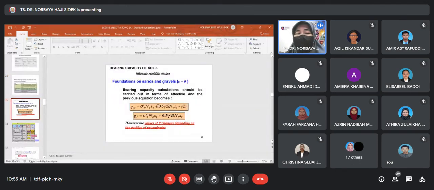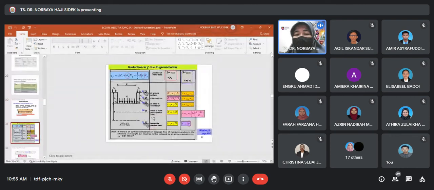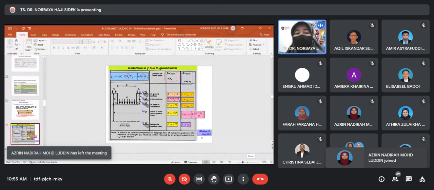This is the equation, okay. And it's mentioned here, values of gamma dash changes depending on the position of the groundwater. So, bagaimana ini berlaku? Ini saya beritahu. Yang ini yang akan saya bagi kamu example. Okay, kita tak sempat lah hari ni. Hari ni tak sempat. By the way, I will give to you, alright.